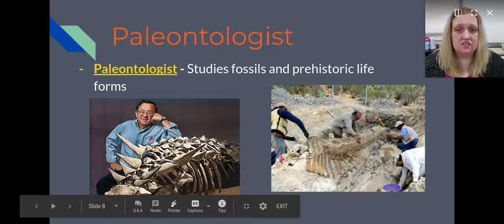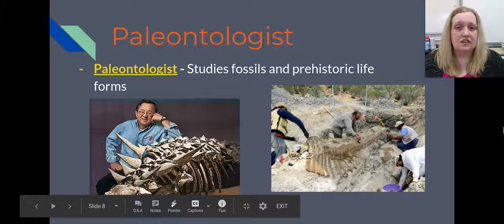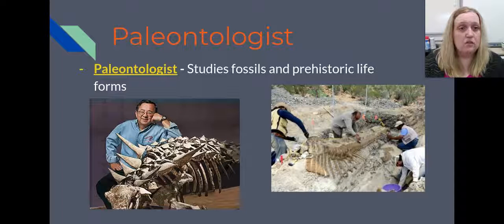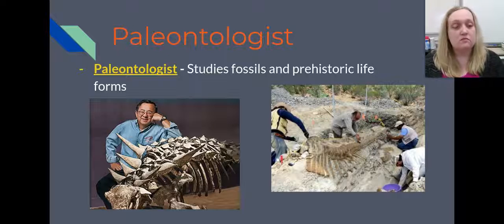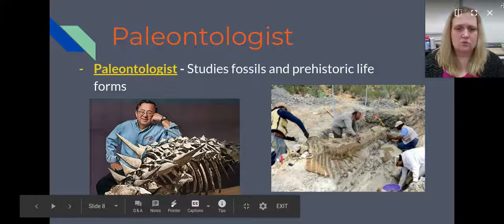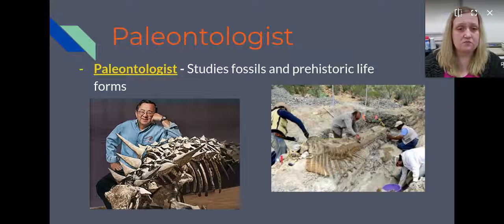Paleontologist. The paleontologist studies fossils and prehistoric life forms. We will have a section on fossils, so we will look at different types of fossils, the different ways that they form, and some prehistoric creatures. So here's a scientist with an ankylosaurus. And then over here, there are some individuals that are digging out some dinosaur bones.